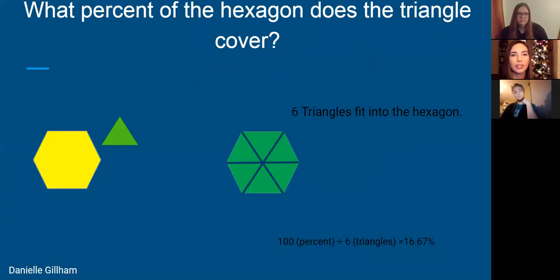Danielle, what percent of the hexagon does the triangle cover? The hexagon can be broken up into 6 different triangles. So you're just going to do your 100% divided by the 6 triangles. And so it's going to be 16.67%. Each piece will be 16.67%. Beautiful. Very well done.